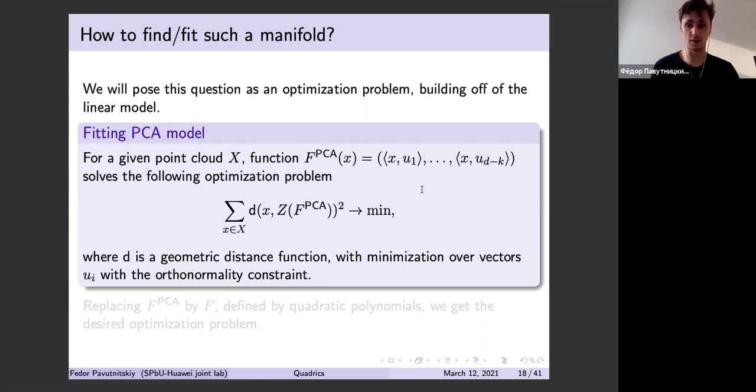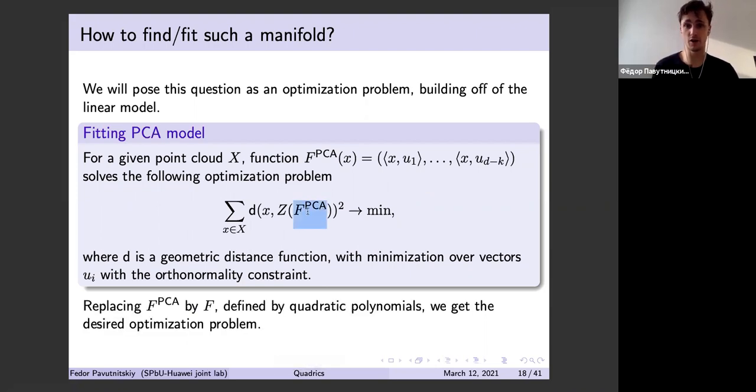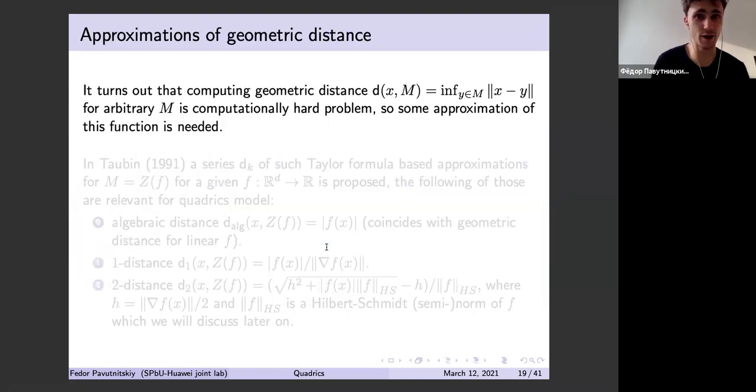And this interpretation is beneficial for us because now we can switch this linear function to our function defined by quadratic polynomials and try to solve this problem. So if you forget PCA here, this is actually the optimization problem that we try to solve. For the zero set of some quadratic polynomials, we try to minimize the square distance from points of our data set to the manifold, to the zero set of our function. But actually, it turns out that it's a very, very hard problem.